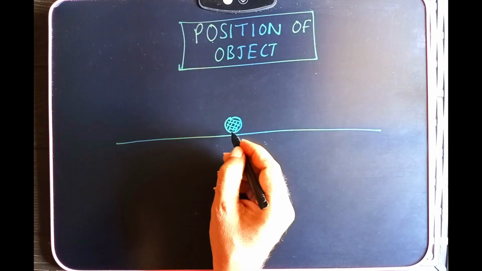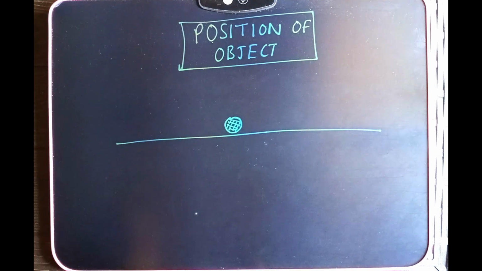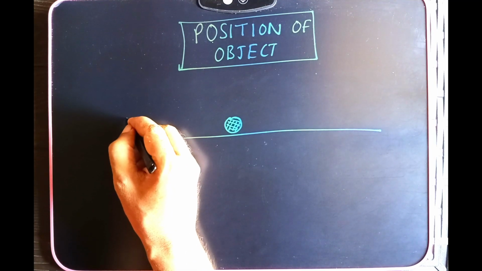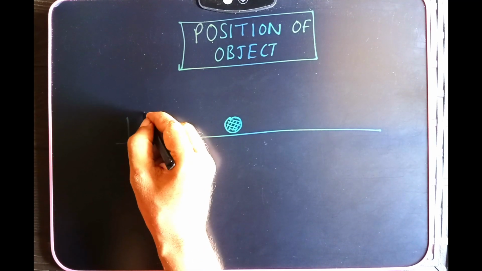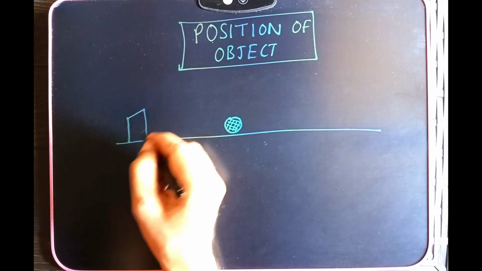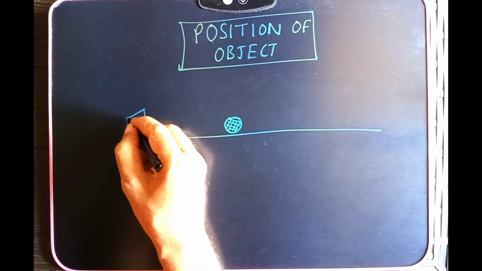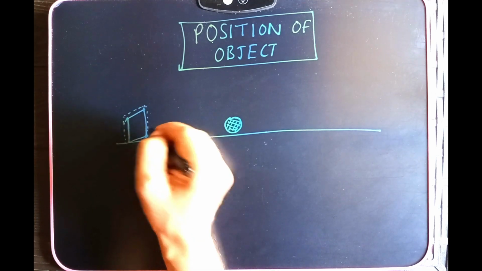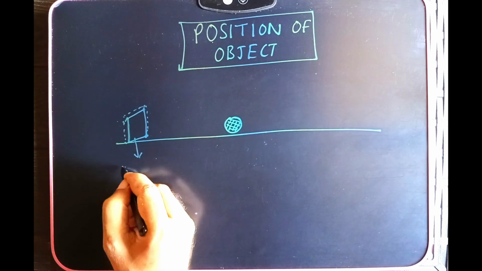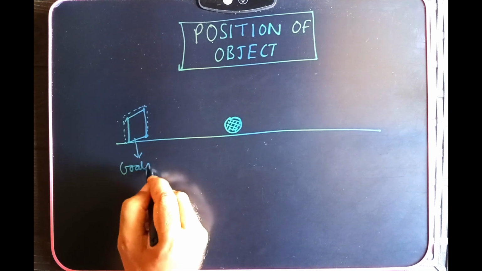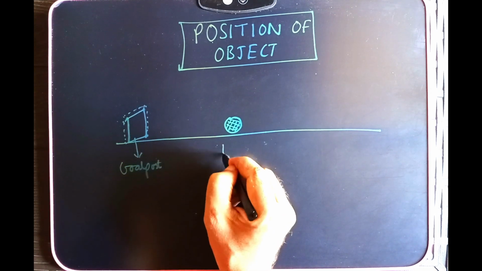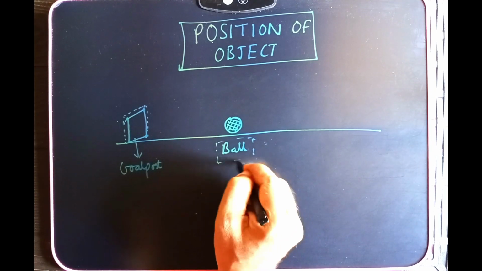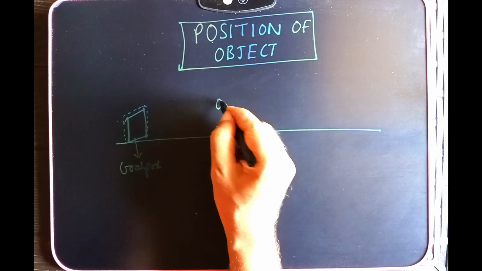We have to identify the position of the ball with respect to a reference point. We need to have a reference point. So let us say we have a goal post, not a perfect drawing. Okay, good enough. This is a goal post, and this is the ball. This is the object of interest. The ball is the object of interest.